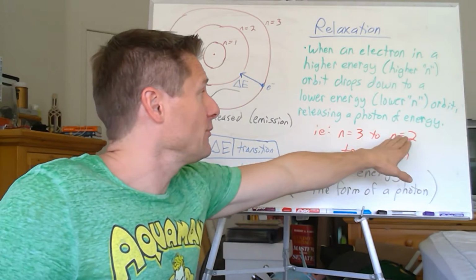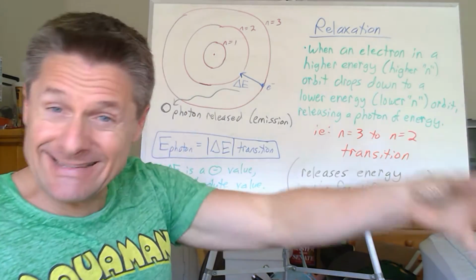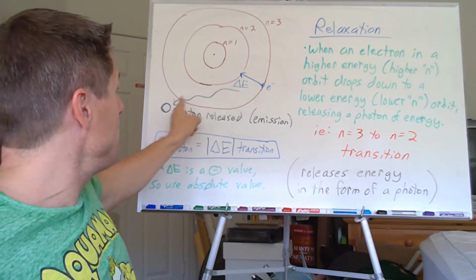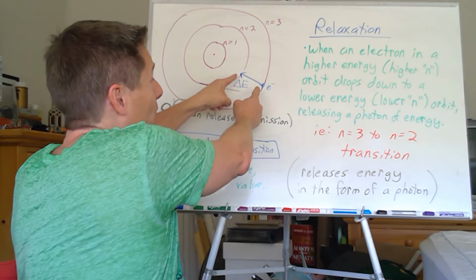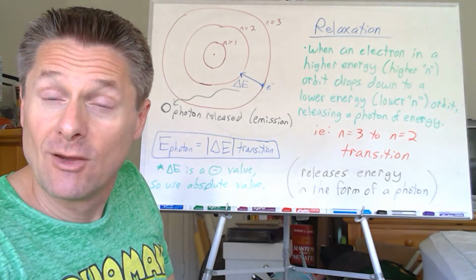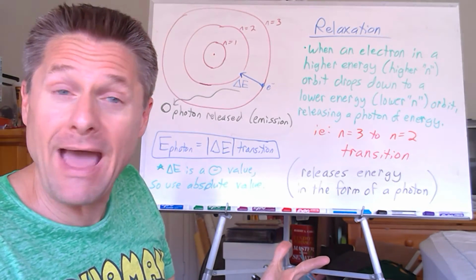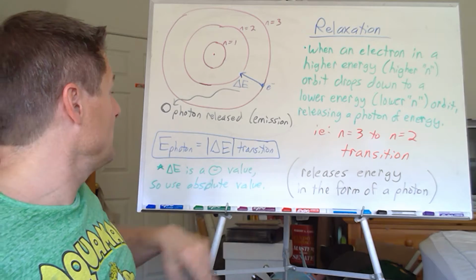So let's say we go n equals 3 to 2 transition. So that's going to release energy in the form of a photon. And that photon will have an energy exactly equal to the difference between those two orbits, which we can calculate using Bohr's math, right? So that's called an emission spectrum.